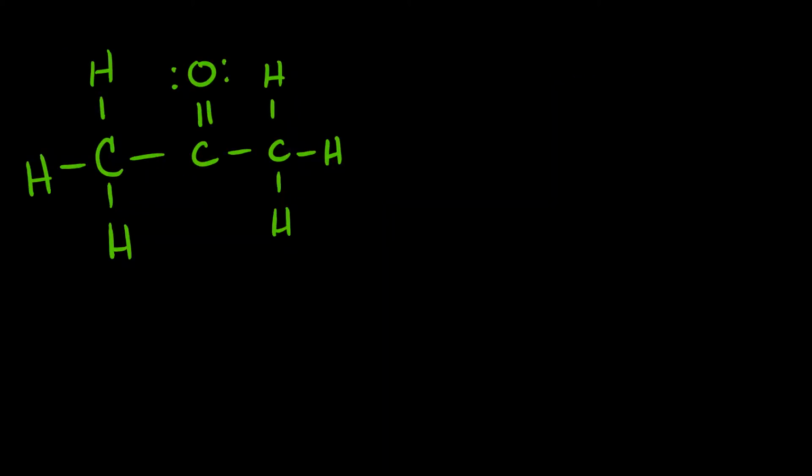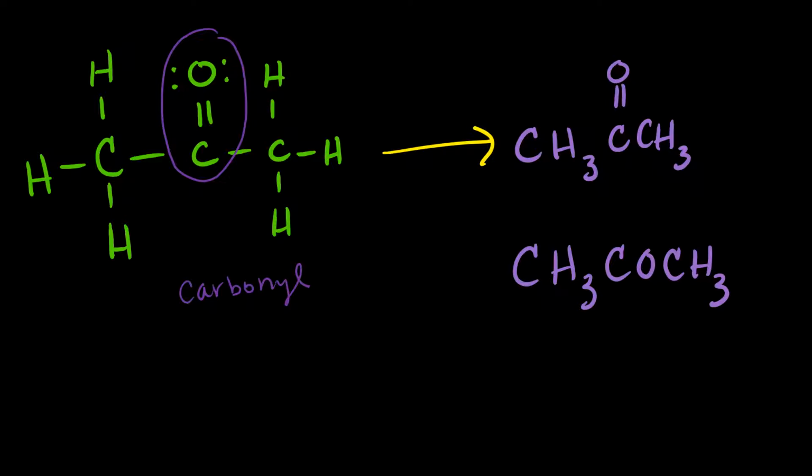Many organic molecules contain a carbon-oxygen double bond, otherwise known as a carbonyl group. And just like the carbon-carbon multiple bonds, the carbonyl group may or may not be written out in the condensed formula. So both of the condensed structures on the right are equal and acceptable ways of writing the Lewis structure on the left.